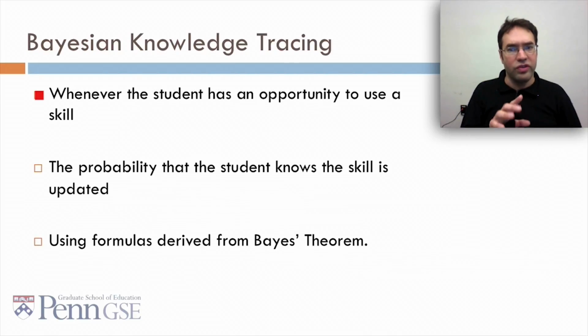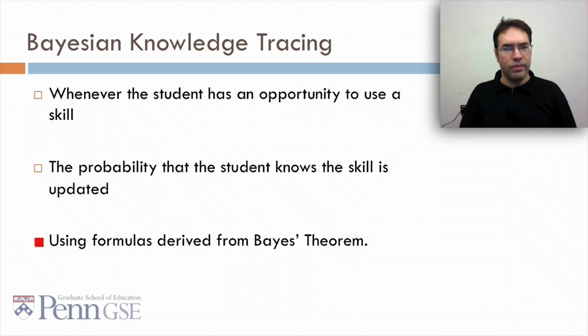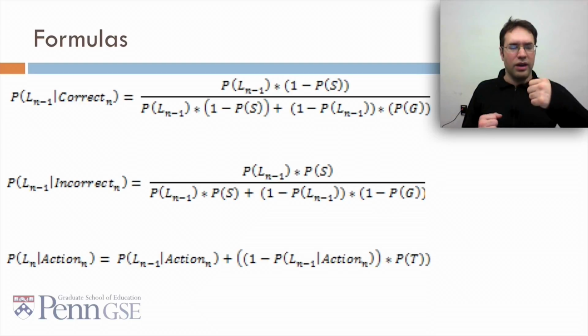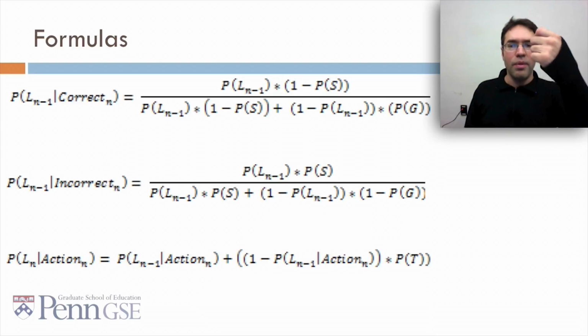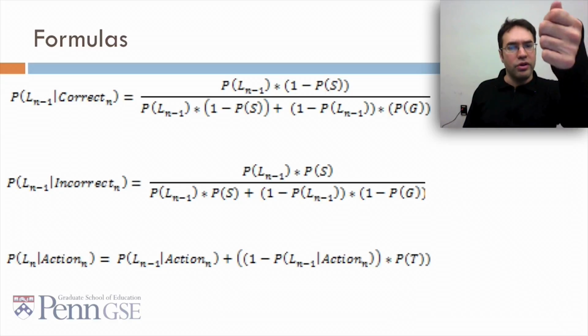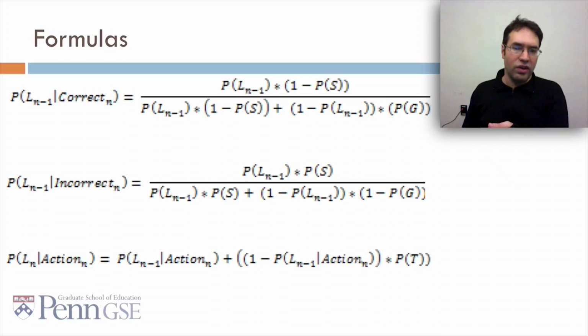In Bayesian knowledge tracing, whenever the student has an opportunity to use a skill, the probability that the student knows the skill is updated using formulas derived from Bayes' theorem. The formulas are as follows. The probability that you knew it beforehand, given that you got it correct, is the probability that you knew it beforehand and didn't slip, over the probability you knew it and didn't slip, plus the probability that you didn't know it and you guessed. So it's basically the same as the probability of correctness, just moved around a little.